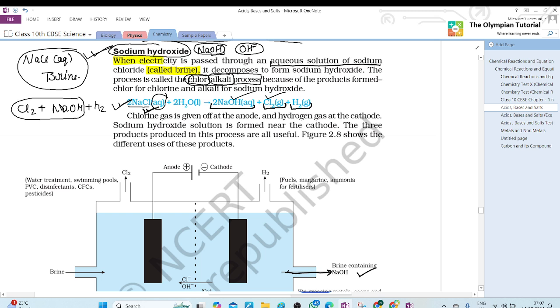Underline it with me, and after the class you can write about sodium hydroxide. When electricity is passed through an aqueous solution of sodium chloride called brine, it decomposes to form sodium hydroxide. The process is called the chloralkali process. Why chloralkali? Because of the products formed, chlor for chlorine and alkali for sodium hydroxide. You have to write these complete statements, and after that you have to write this equation also.